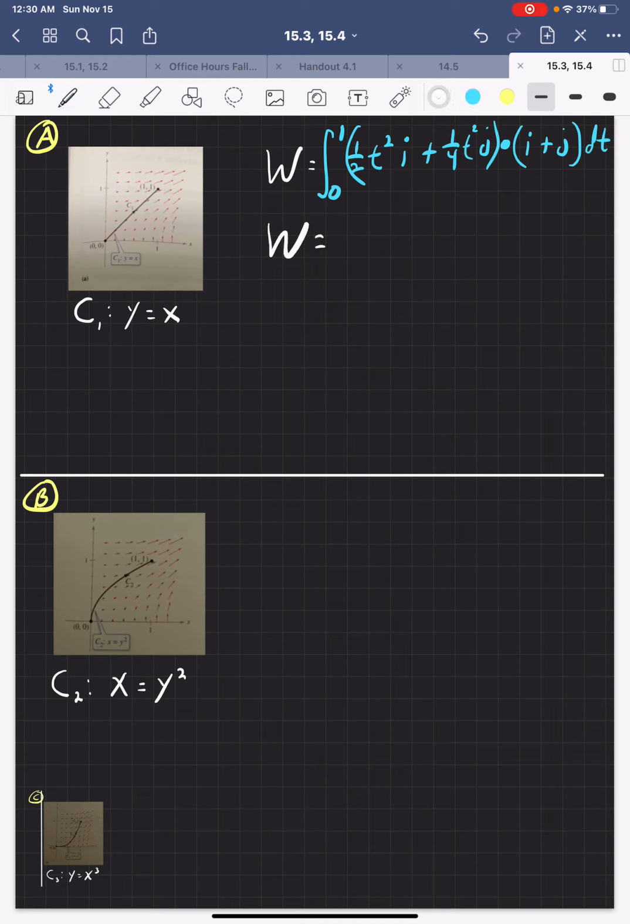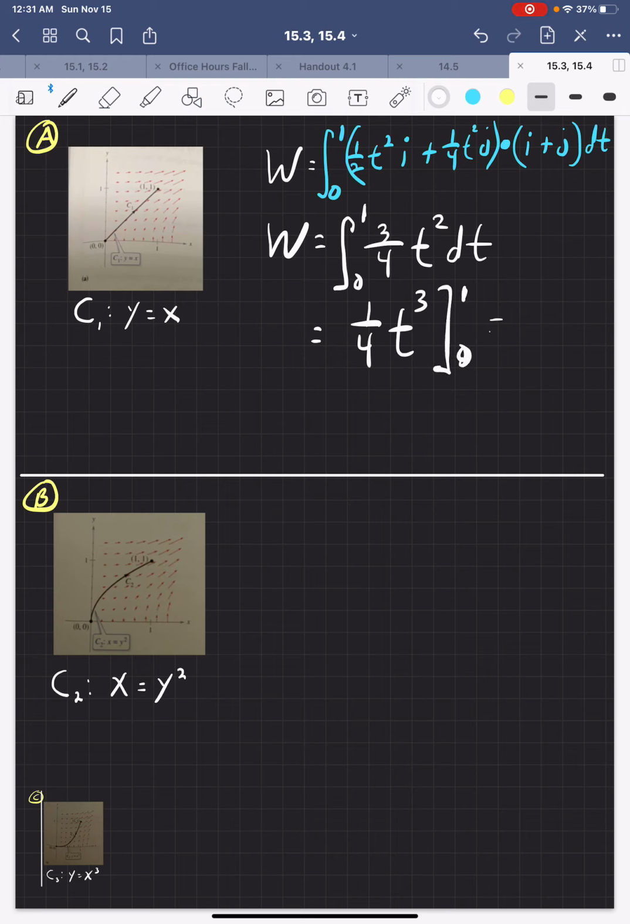So if you perform that dot product, this is the result. You get 3/4 t squared. All right, integrate. That's going to be 1/4 t cubed, 0 to 1, which equals 1/4. Now, you'll notice that I made C extremely small down here, and I'll tell you why in just a second.